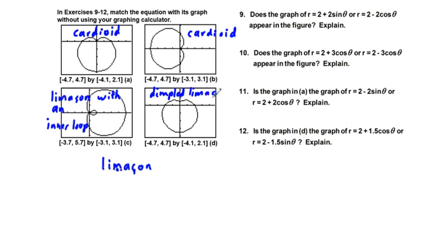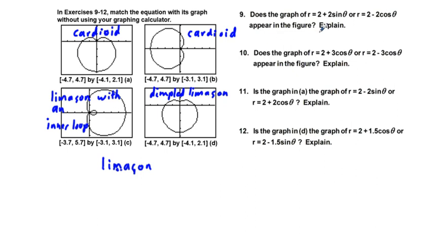In addition to these three types of limaçons and these four graphs, there's another one called a convex limaçon, which is just kind of flattened on one side. This dimpled one looks kind of like an apple shape. Anyway, we'll go over problems 9 and 11.